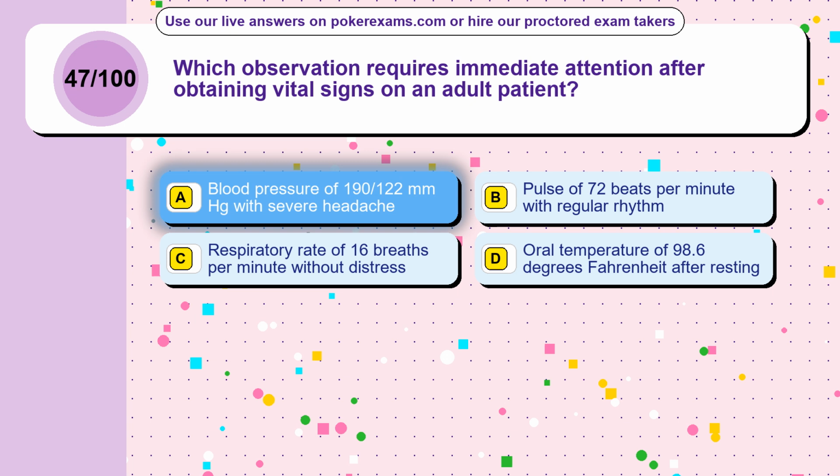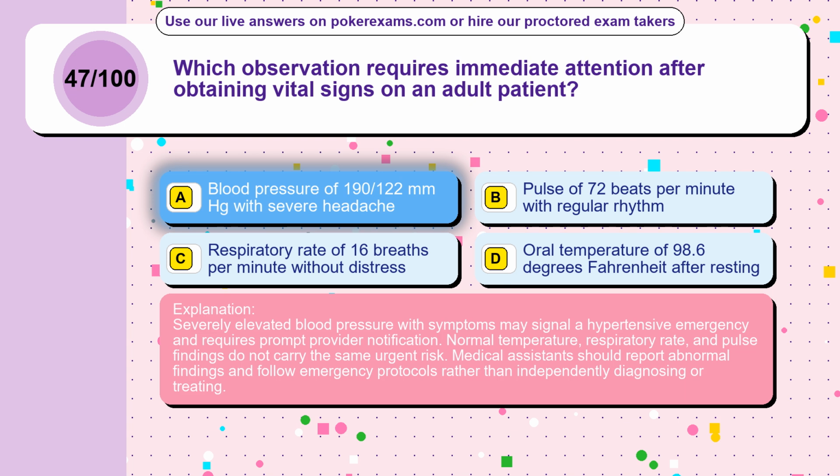The correct answer is option A. Blood pressure of 190/122 mmHg with severe headache. Severely elevated blood pressure with symptoms may signal a hypertensive emergency and requires prompt provider notification. Normal temperature, respiratory rate, and pulse findings do not carry the same urgent risk. Medical assistants should report abnormal findings and follow emergency protocols rather than independently diagnosing or treating.